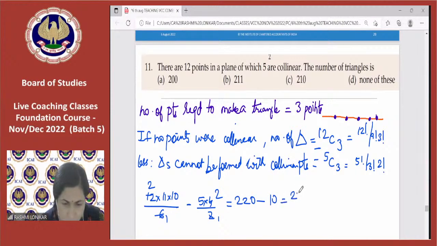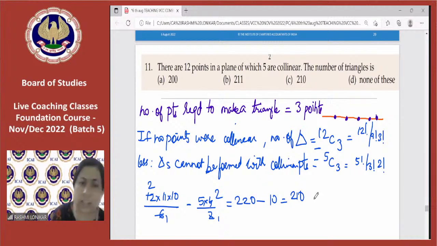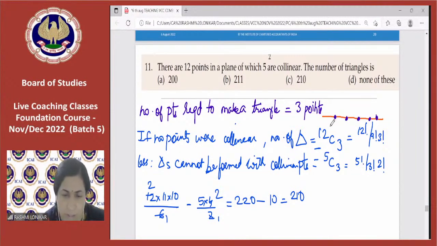So this is 210. If I have 12 points of which 5 points are lying on a line, then the number of triangles that can be formed is, first I will take the no condition scenario, 12C3. Out of them, I will remove the triangles which cannot be formed when 5 points are collinear. How many triangles are there? 10. So 220 minus 10. So you will get 210 as the correct answer.